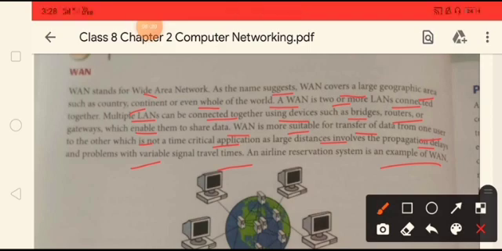Okay, and it can be connected with the help of the bridges, routers, and gateways that we'll study, which allows them to share their data. So basically WAN is more useful where one has to share data where time critical applications are not in use, means there is no time constraint, because there is so much of large distance and there might be any delay also.